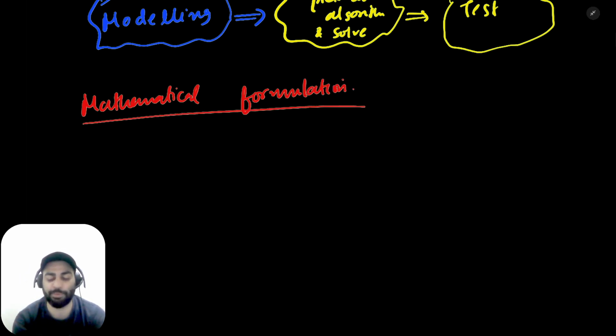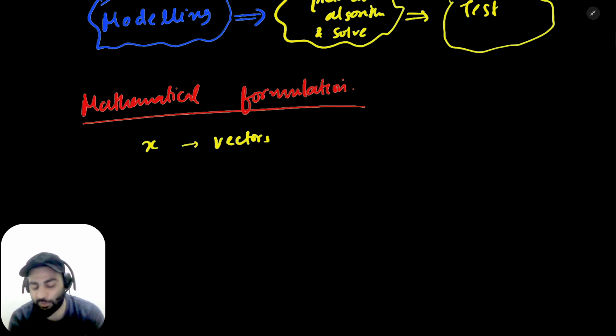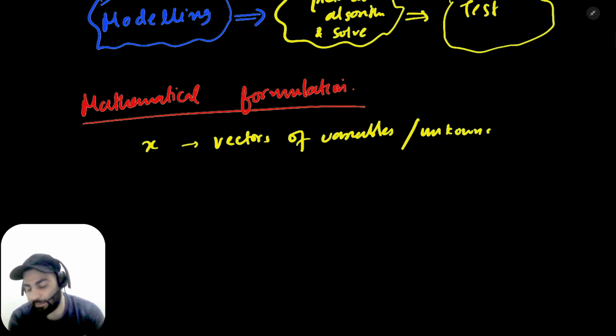So how will we represent this? There will be x, the unknown parameters, so I'll represent them with x. This will be a vector. Vector basically means a set of x's will be there. x will be a vector of variables, which we also call unknowns, or parameters.